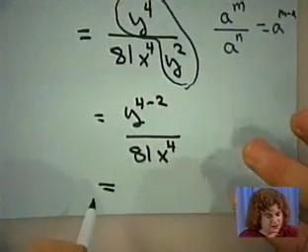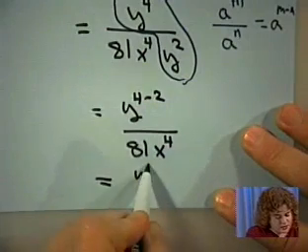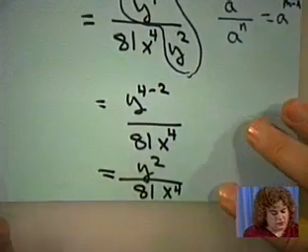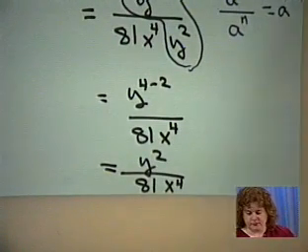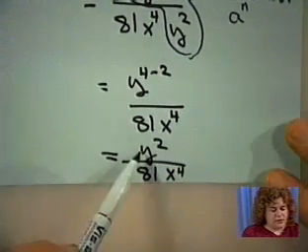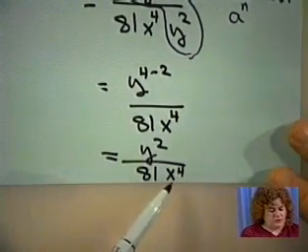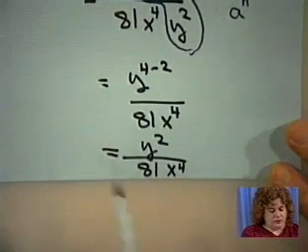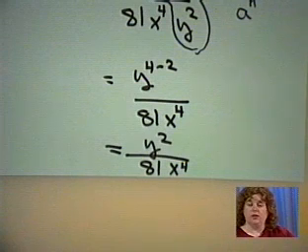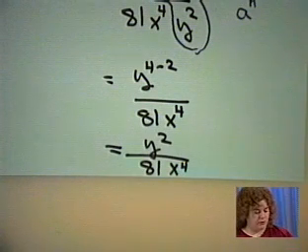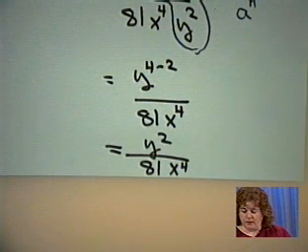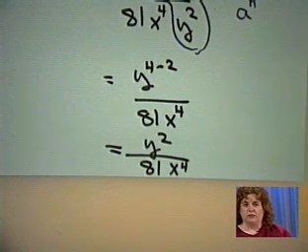And that, at long last, is going to be y squared over 81 x to the 4th power. And that is as simple as we can make this problem. The y and the x have different bases, so we can't do anything more with those. And the number 81 is just done. We've eliminated the power by rewriting 3 to the 4th as 81. So it is simplified. That is the end of this segment.